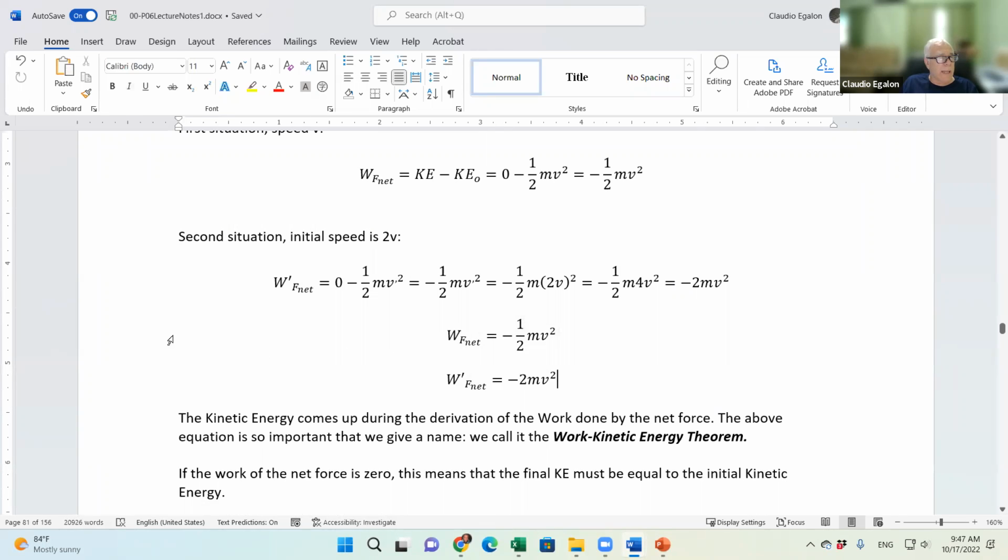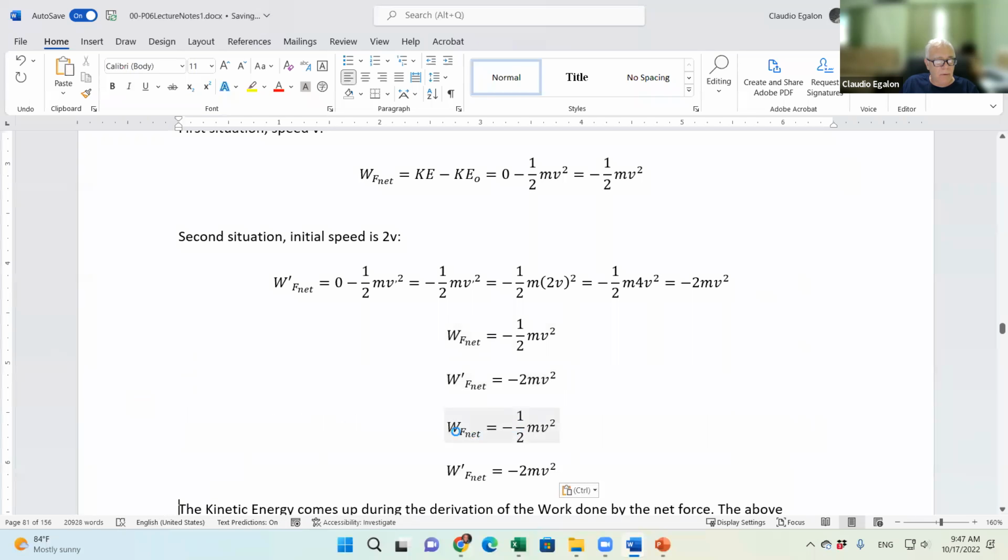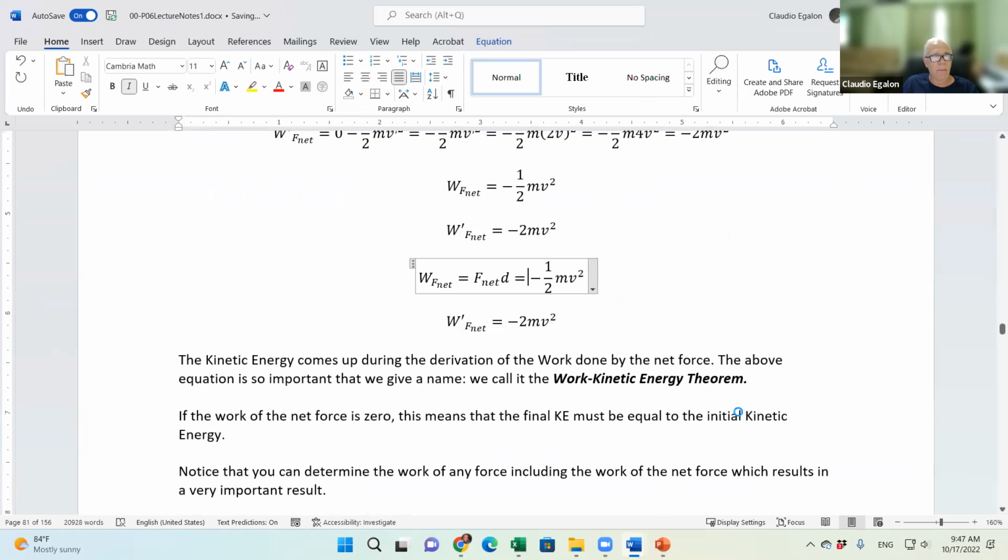You know that the first stopping distance here is going to be d. So now we can rewrite that as F net times d, right? It's going to be equal to minus half mv squared. And here we are going to have the same force because nothing has changed. You're still using the same brakes, the same car, times a different distance, d prime.